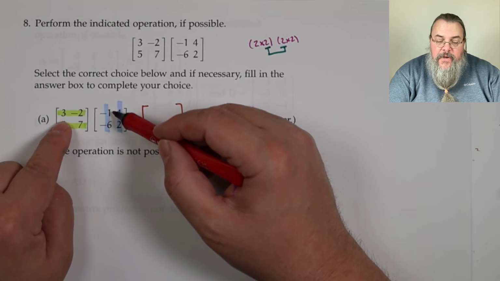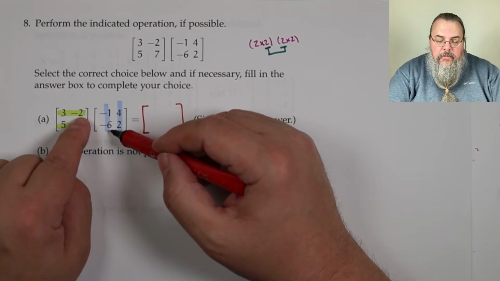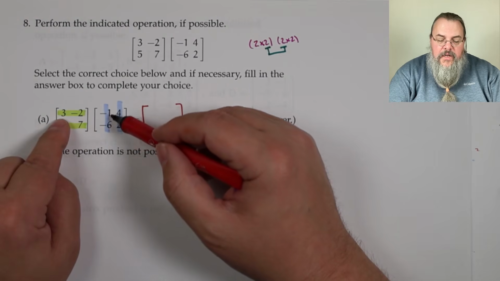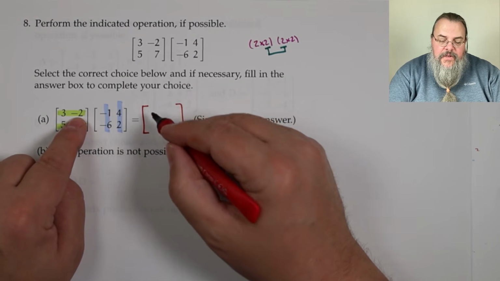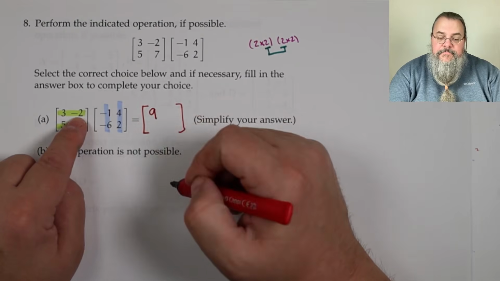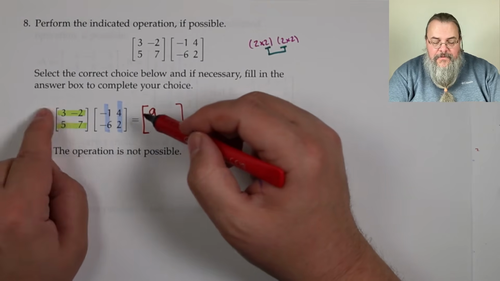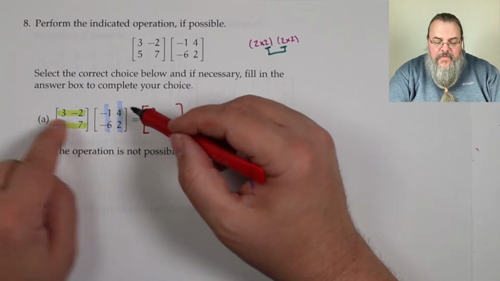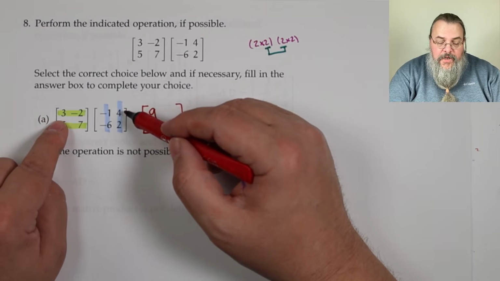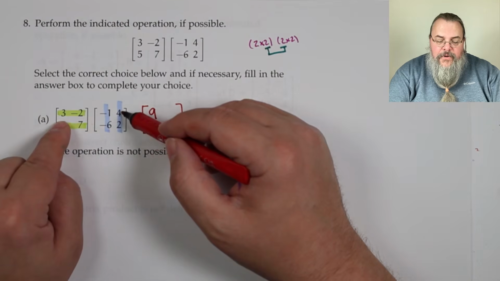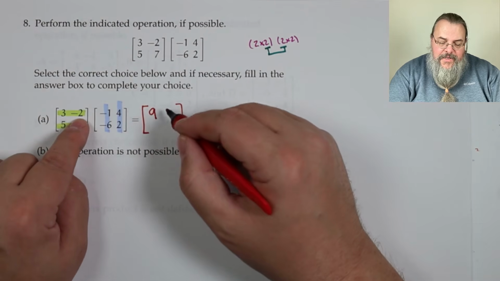3 times -1 is -3. -2 times -6 is 12. -3 plus 12 makes 9. First row, second column. 3 times 4 is 12. -2 times 2 is -4. 12 minus 4, 8.